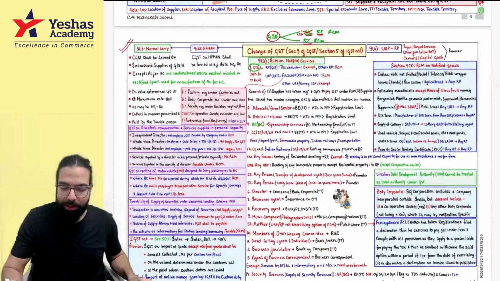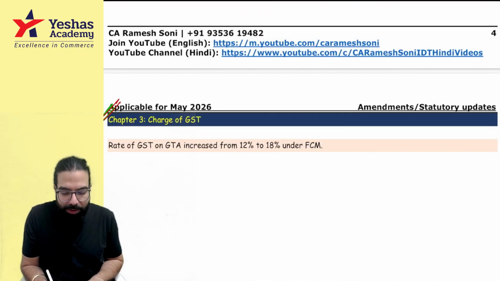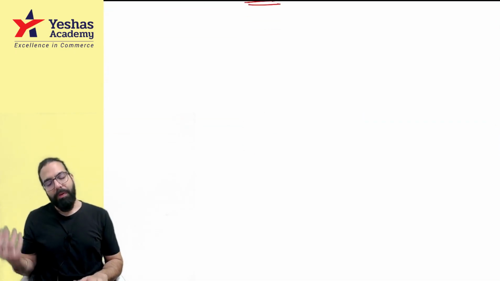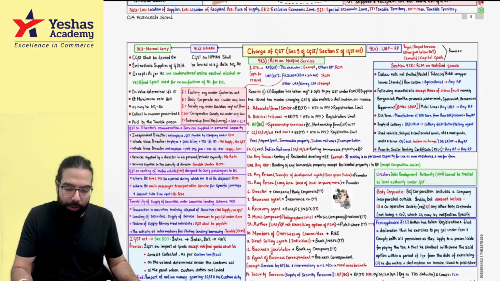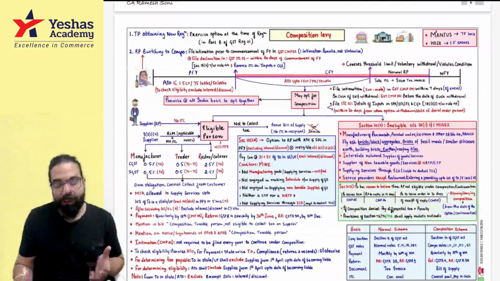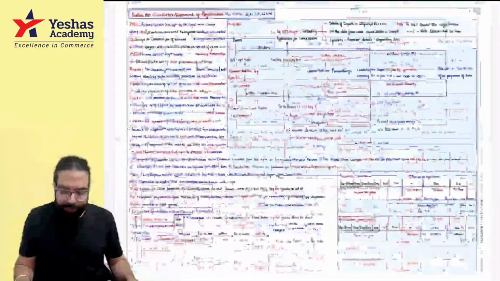Point is clear. This is the only change which is in the charge of GST. I don't consider it as a change only because for you guys, anyways, rate of tax does not matter. Done, sir. This point is clear. Now, we are done with charge of GST. Composition chapter, no change. Registration chapter, no change at all. Then, sir, where is the change?